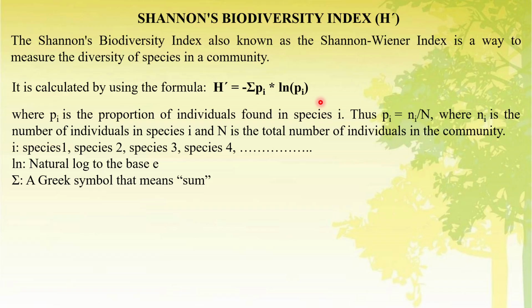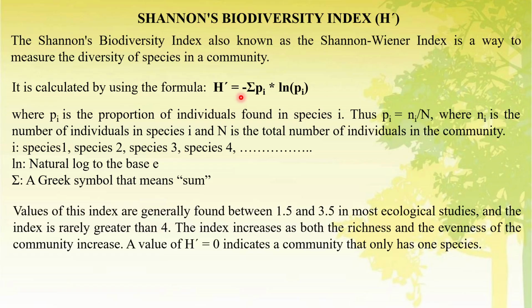i is species 1, species 2, species 3, likewise. ln is the natural log, that is log to the base e, and this is the sigma sign, which means summation. So the product of pi into ln pi and its summation would be negative. So to make it positive, we have to multiply it with the negative sign.